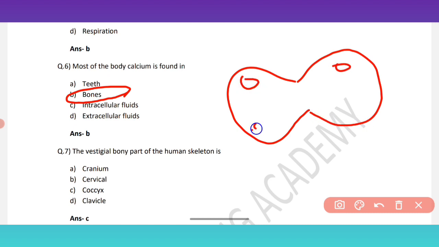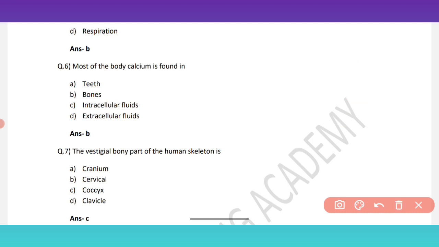Okay, the butterfly shaped gland of our body is the thyroid gland, and these are all the parathyroid glands. Parathyroid glands are located within the thyroid gland. Okay guys, and this parathyroid gland is the one which is maintaining the calcium level in our body. Okay, and the calcium is stored mainly in the bones.